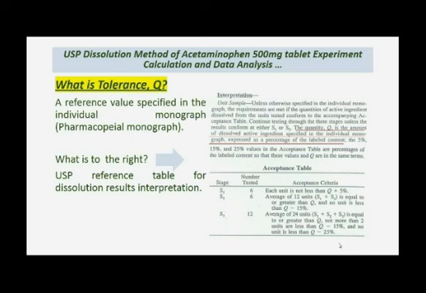USP reference table for dissolution results interpretation is essential, but unfortunately we will not be able to apply it in our case because we are testing only 2 tablets, and the minimum number of tablets to be tested according to the USP is 6, as you can see in the attached table.